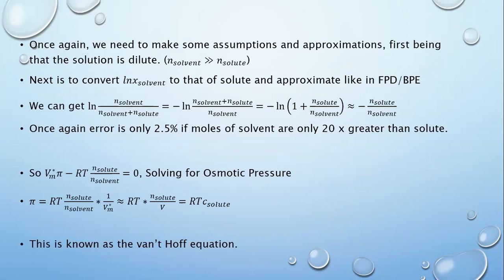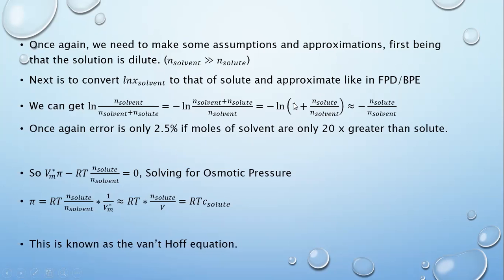Once again, we do have to make some assumptions and some approximations. The first one, which we're going to keep making, is that the solution is dilute. That the moles of solvent are much greater than the moles of solute. Next, we're going to convert the mole fraction of solvent to the mole fraction of solute and approximate this like we did in the freezing point depression. So we'll say that the mole fraction of solvent is N solvent over the total moles. We're going to flip that around and use that to cancel out N solvent. So you get 1 plus N solute over N solvent.